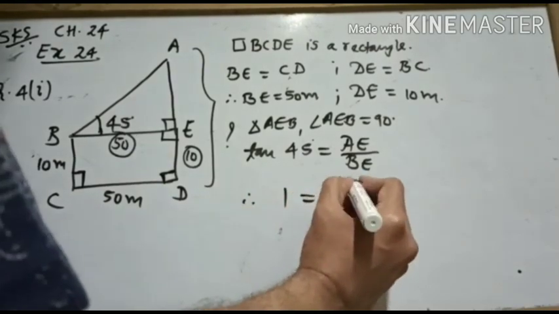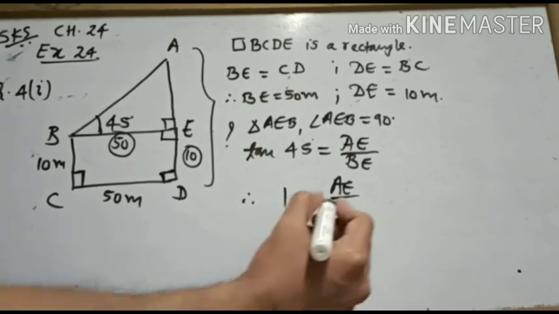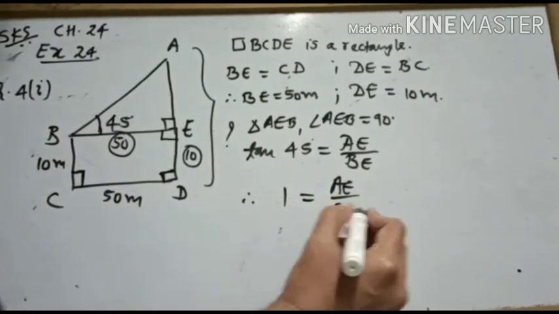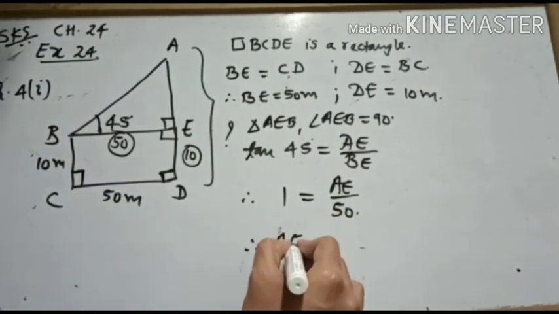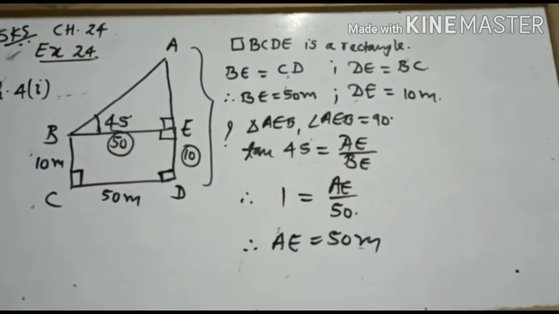AE we do not know, but a few minutes back we calculated BE as 50. So here I will be writing down 50. So your AE value also will be equal to 50 meters. 1 into 50 is 50.